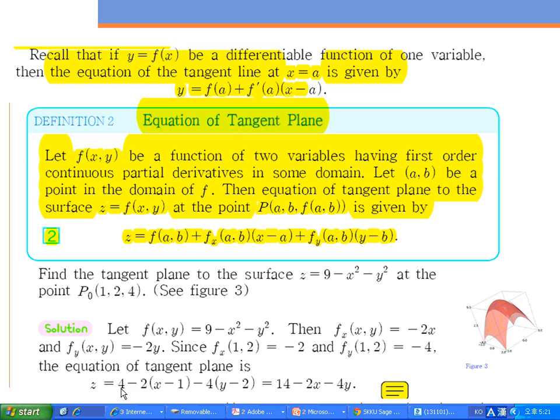f of a, b is equal to 4, and the point is 1, 2, located here. The partial derivative of f with respect to x at the point 1, 2 is minus 2, and the partial derivative of f with respect to y at the point 1, 2 is minus 4. This gives us the equation. This can be visualized here.